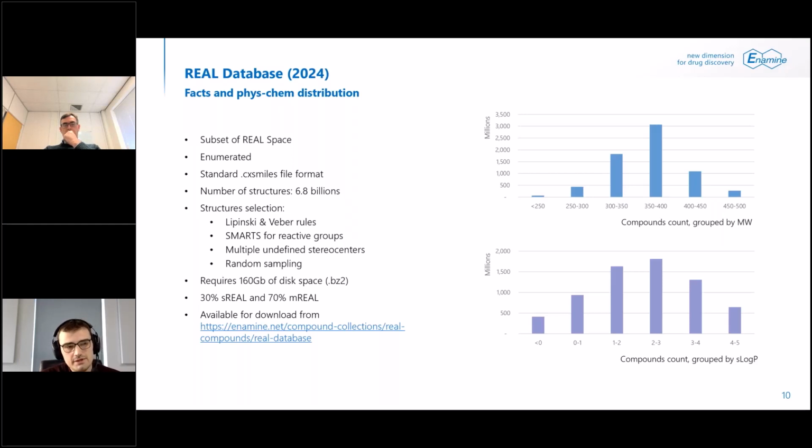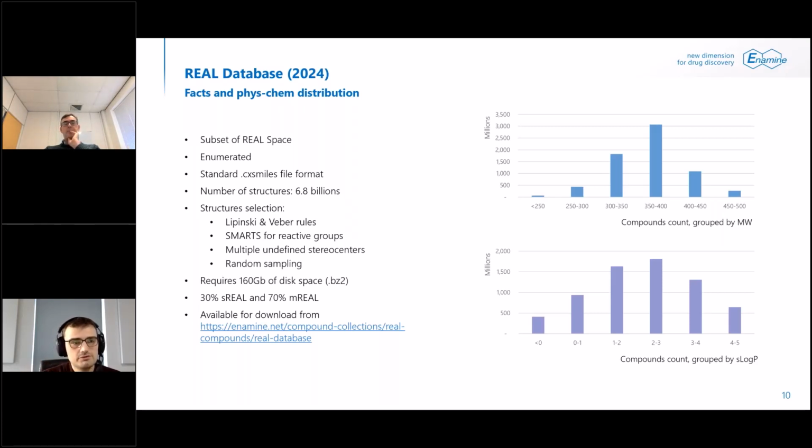First of all, the REAL Database is a subset of the REAL Space. In the past, there was a time when we had these two spaces which had an intersection, but not every compound from the REAL Database was in REAL Space and vice versa. From this year, we decided to follow the rule that the REAL Database should be a part of REAL Space.